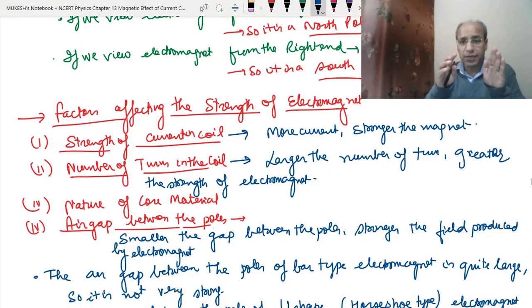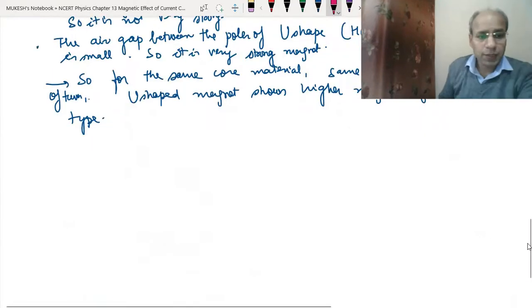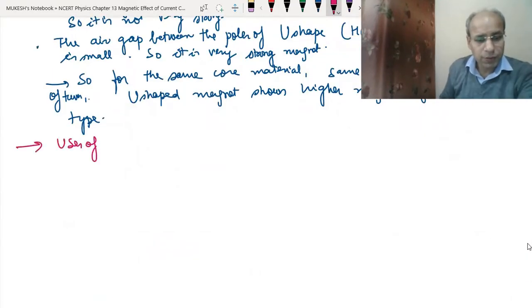So if we take two magnets, one bar type, other horseshoe type, with the same current passing through both of them, the same number of turns, and the same core material, that means the U shape will show more magnetism than the bar type. I hope this is clear to you. Now we will study the uses of electromagnet.